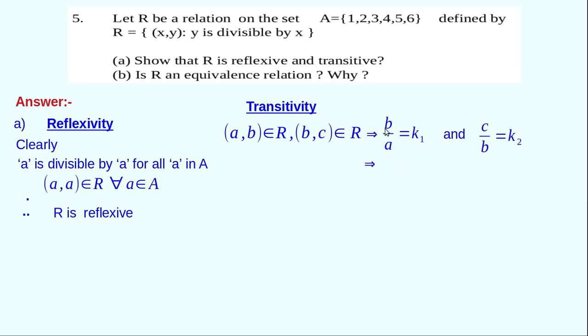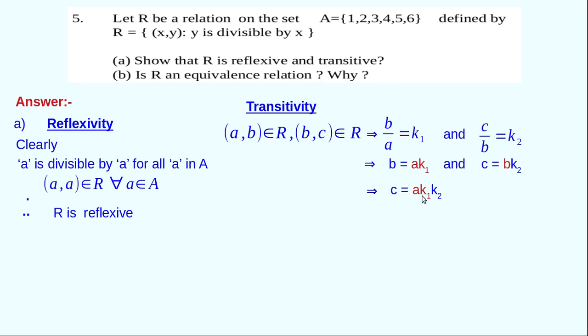In the next step we can write B equals A K1 and C equals B K2. See, here B is equal to A K1, so we can replace this B by A K1 in the next step. Then C is equal to A K1 K2. C is equal to B K2, and instead of B, I write A K1 K2.